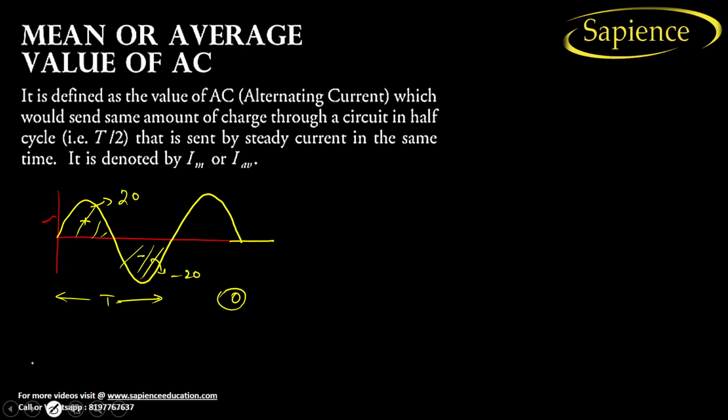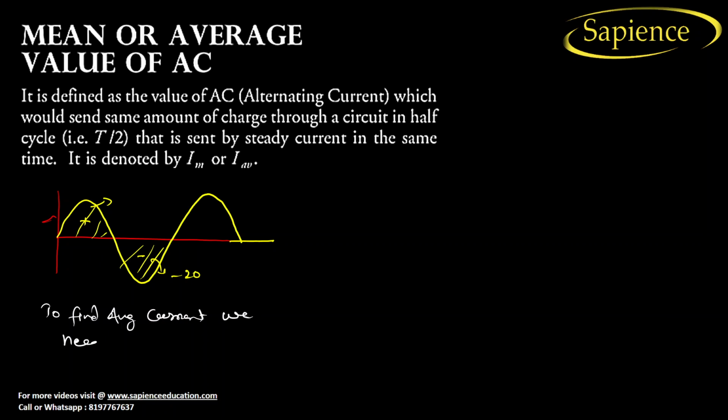So whenever we want to find an average current, we have to take a half cycle only. To find the average current, we need half cycle only. So for this, what to do? We have to take an average.